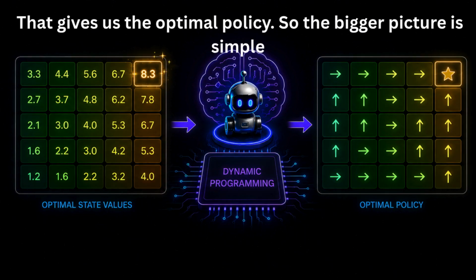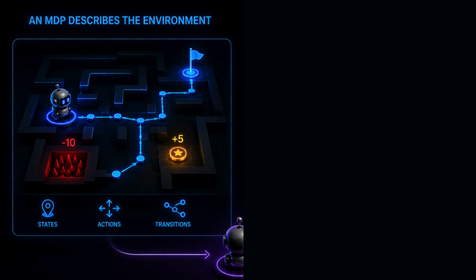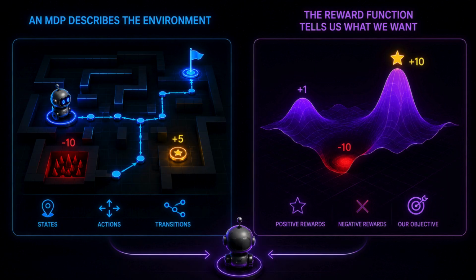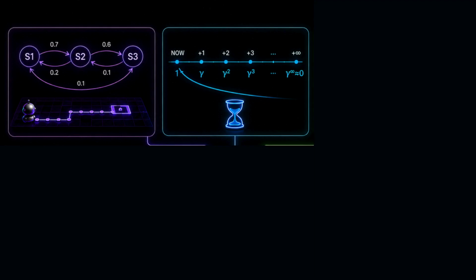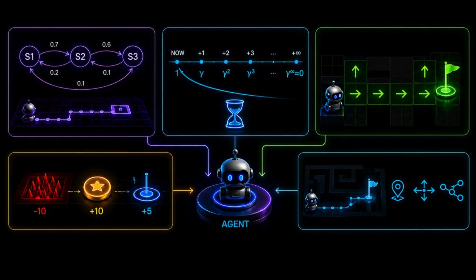So the bigger picture is simple. An MDP describes the environment. The reward function tells us what we want. Transition probabilities describe how the world responds. The discount factor tells us how much we care about the future. And the policy tells the agent what to do. Together, these ideas form the foundation of reinforcement learning.